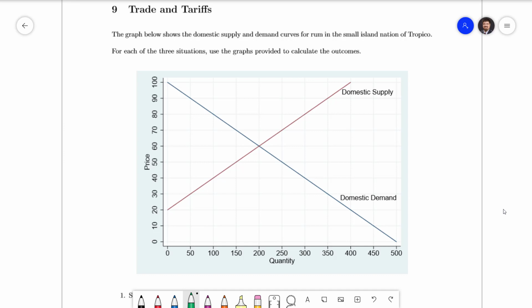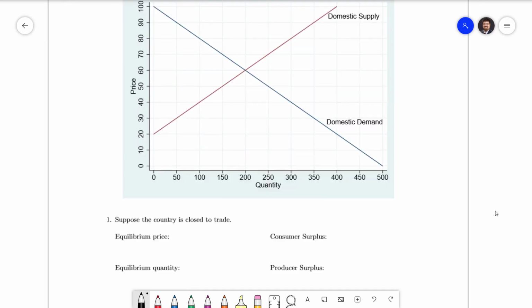In this video I'm going to solve an exercise on trade and tariffs. In the first part we are going to assume the country is closed to trade, which means that we're just going to go about this in our usual way. We'll find where domestic supply crosses domestic demand. It's going to give us an equilibrium price of 60 and quantity of 200.